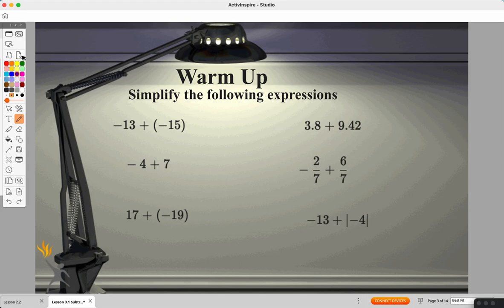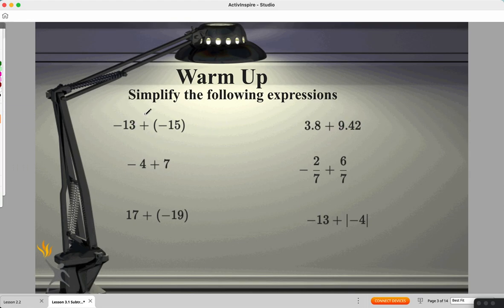So, a little refresher from yesterday's lesson. Yesterday you guys learned a couple of things. The first thing we learned was that if you have the same signs, you're going to add and keep the sign. So this one equals -28. If you have different signs, you're going to subtract and keep the sign of the one with the greater absolute value. So this one ends up being 3. Here the greater absolute value is 19, so you're going to get -2.